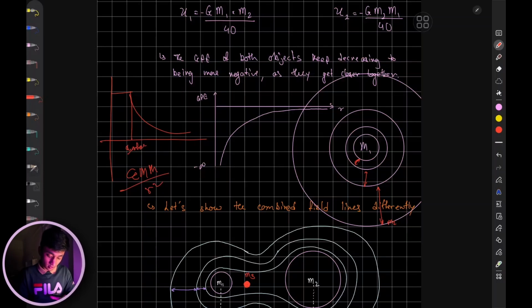F is equal to G M M by r squared. This is the surface. This is the center of mass. Okay? Now, where is this? Okay. Now look. My bad.